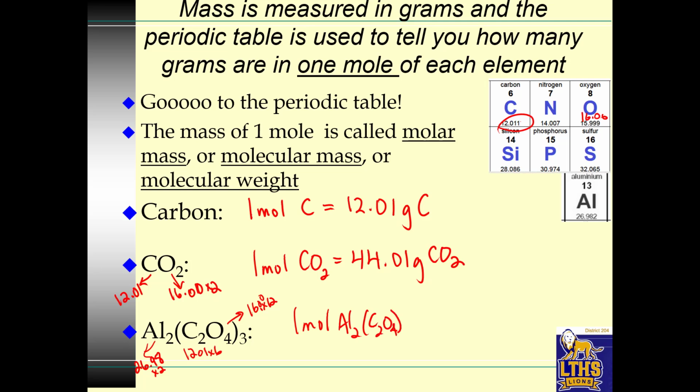I find out that 1 mole of aluminum oxalate is, okay, so this 16 times 12 is 192. 12.01 times 6 is 72.06. And then this is 53.96. So we get a total of 318.02 grams is 1 mole of aluminum oxalate. Boom. Okay. So this is called molar mass, and it's the mass of 1 mole.